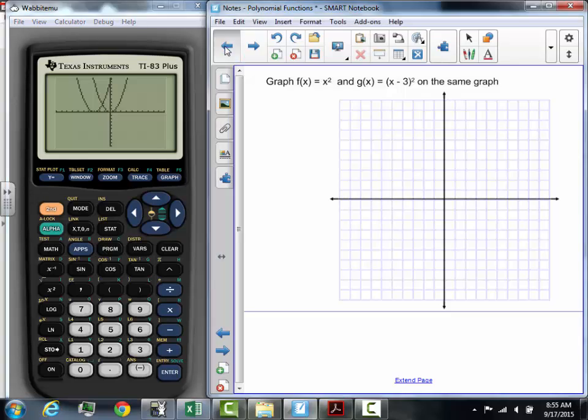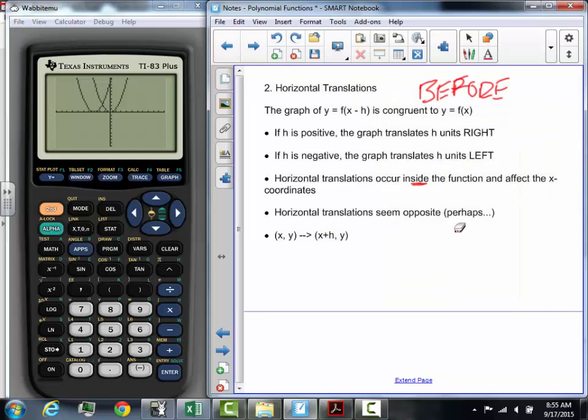So I write on this slide here, it may seem opposite, perhaps. It depends on how your brain works, I guess, in terms of interpreting it. Here's what you need to know. If it is a negative sign, it'll cause the graph to go that way and become more positive. And if it's a positive sign, it'll actually cause the graph to go this way and become more negative.